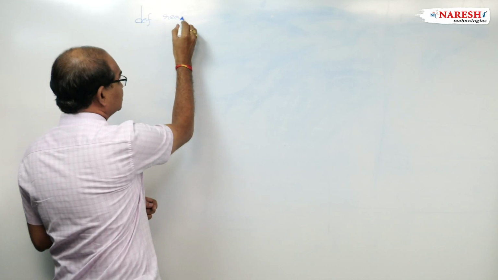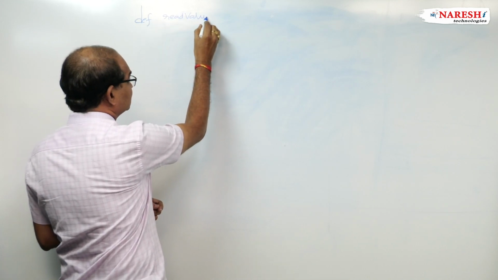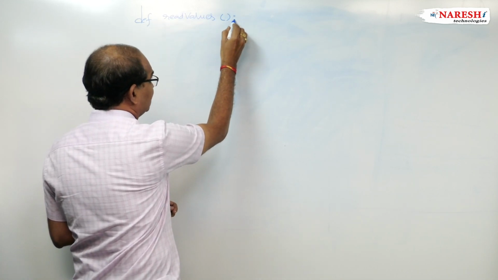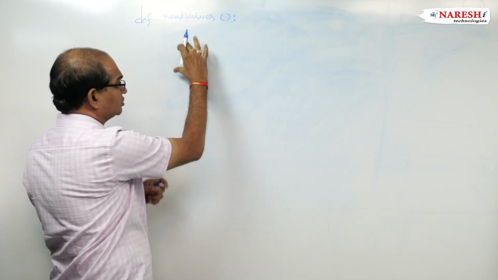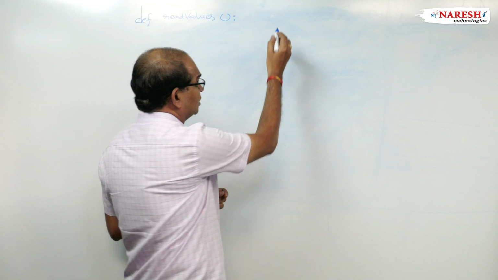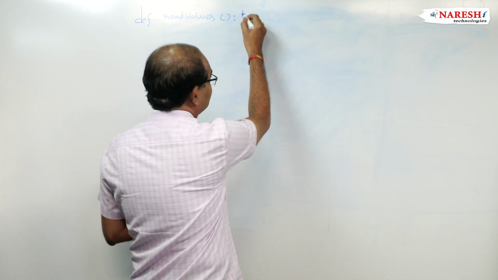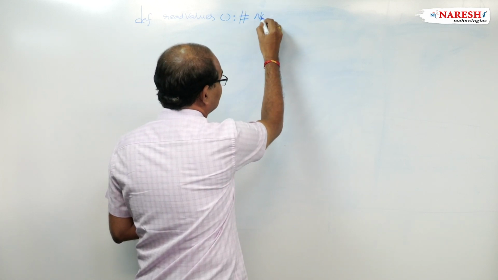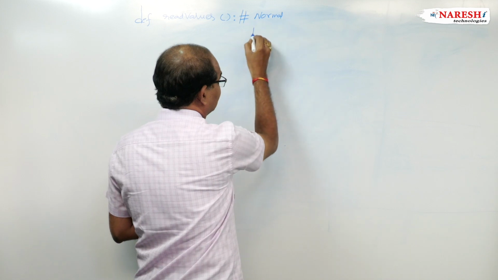I will take a function name called read values. This is a function I will take. I'll write some block of statements here on how to read the data. I will take one more function, which comes under normal function. This is a normal function.